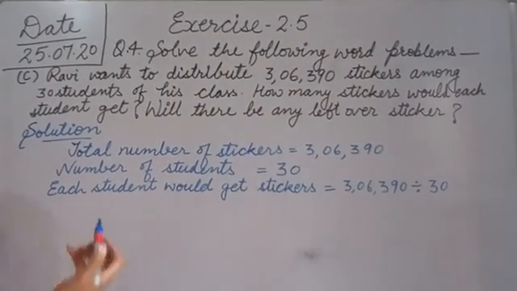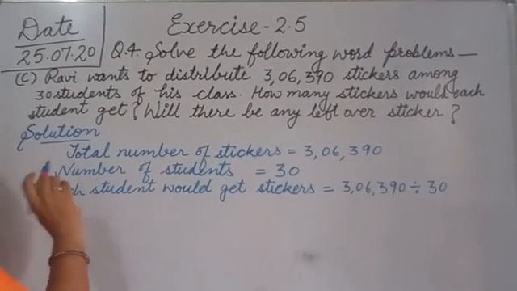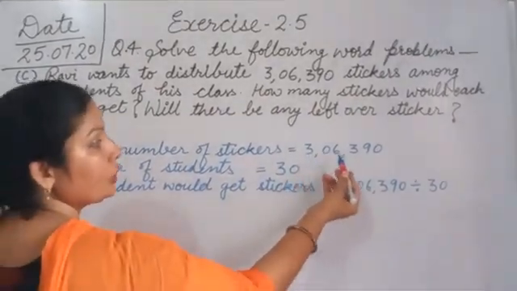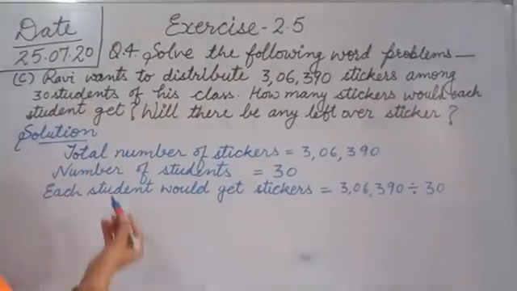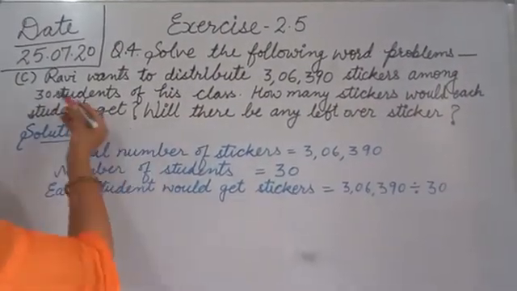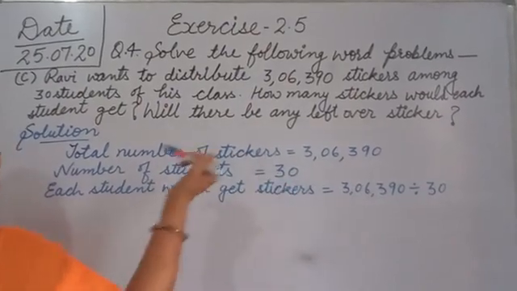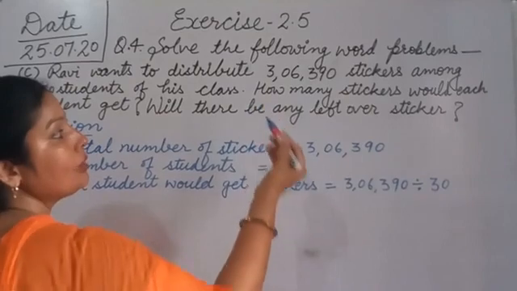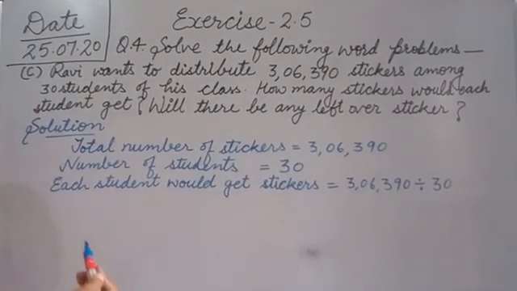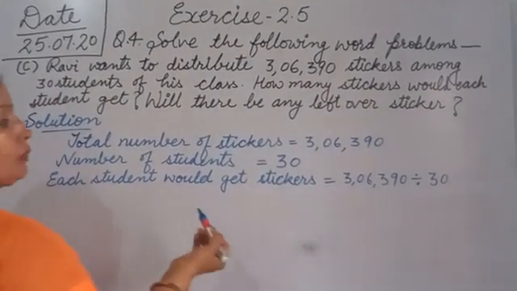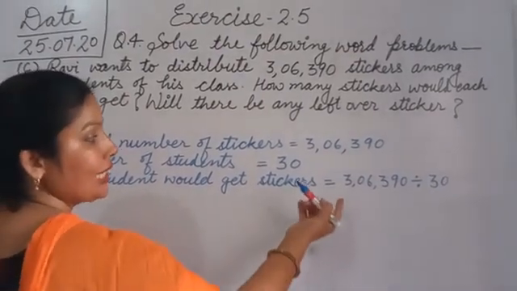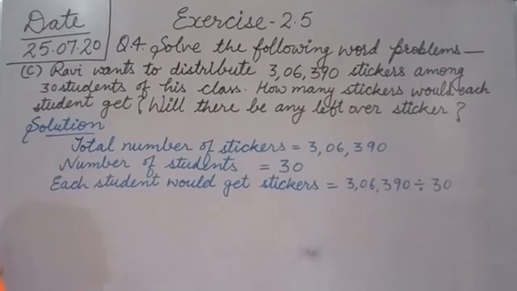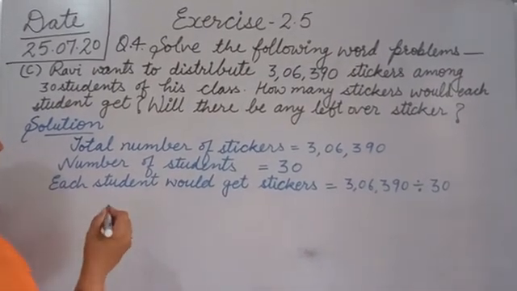Okay, so now we start the solution. So first sentence, total number of stickers. Total number of stickers is 3,06,390. Now number of students, how many students? 30. Now each student would get stickers. It is asking how many stickers each student gets. So we write here each student would get stickers equals 3,06,390 divided by 30. Okay, so let me divide now.